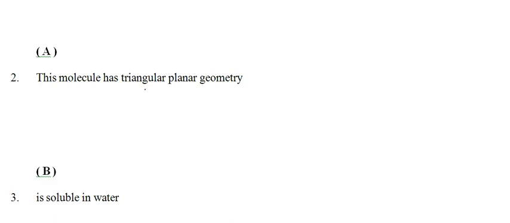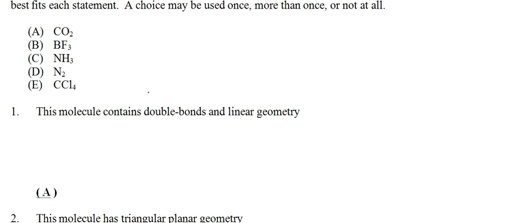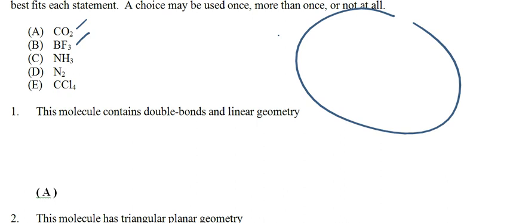Number 3 is soluble in water. What we're looking for is a polar compound. Carbon dioxide is nonpolar. BF3 is nonpolar based on the shape that I just had drawn over here. Nitrogen was nonpolar. Carbon tetrachloride is nonpolar. Our only polar compound is ammonia.